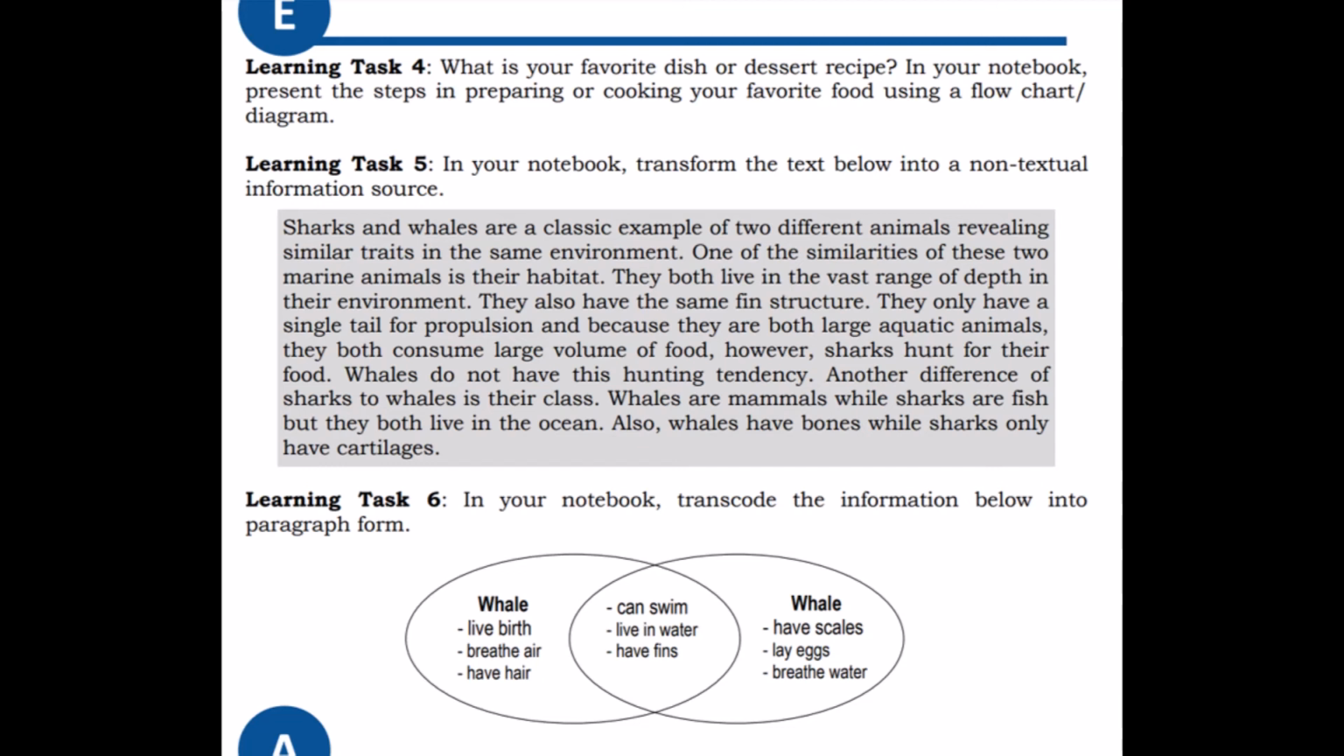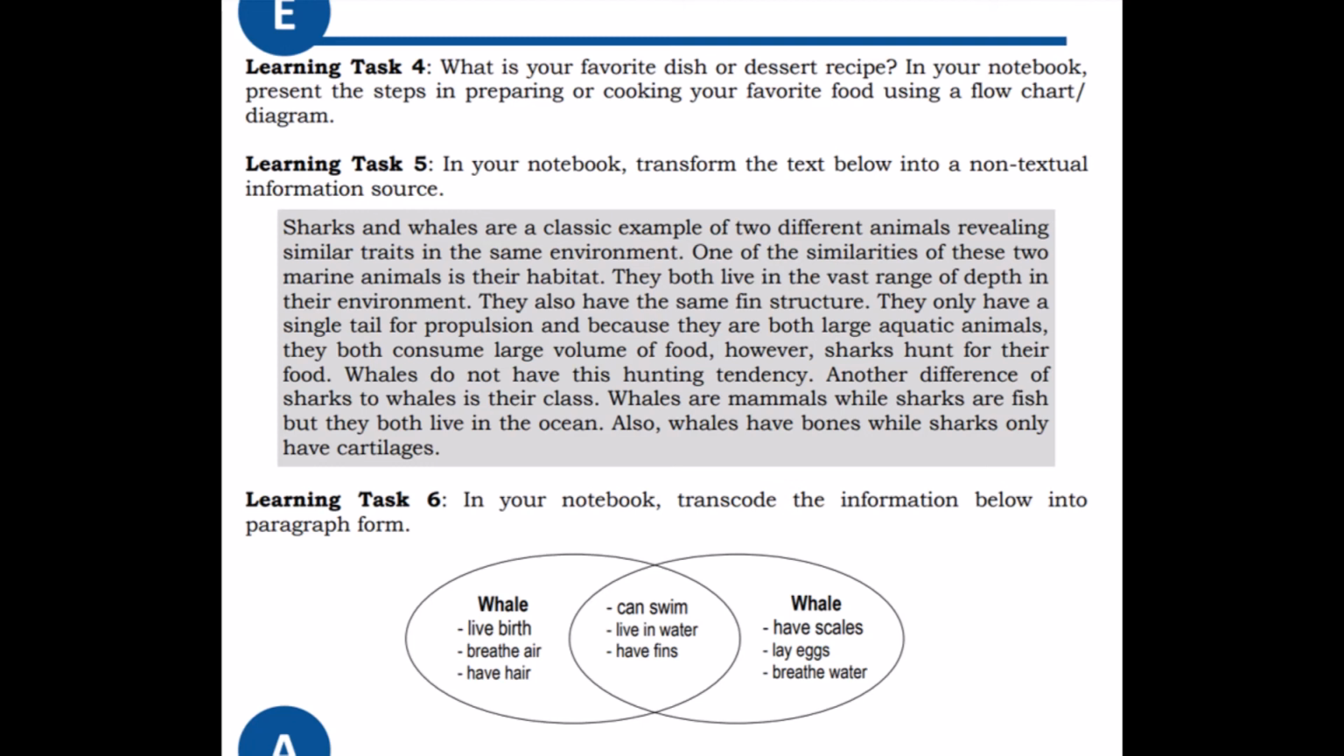For learning task 6, on your paper, you are going to write a paragraph. This time, a paragraph. The paragraph should be about the Venn diagram. On the first circle, you can see whale, live birth, breathe air, have hair. While on the second circle, you can see have scales, lay eggs, breathe water. It will become a sea turtle or the pawikan.